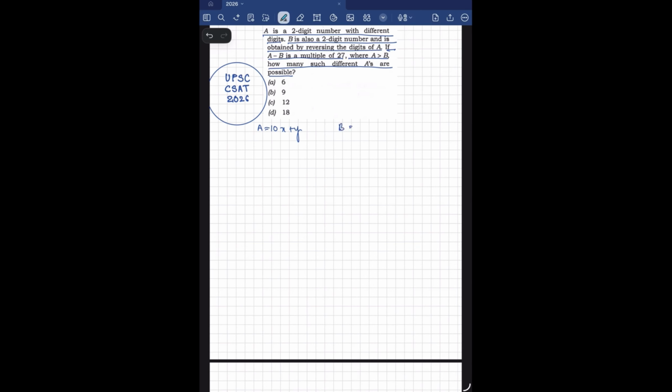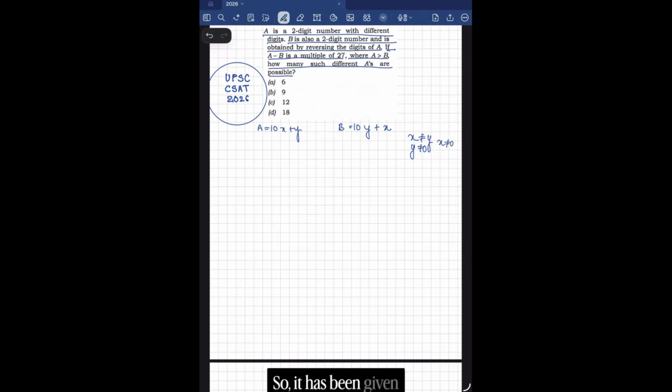Then B will be 10y plus x. It has been given that these two digits are different, so x is not equal to y. Since B is also a 2-digit number, y cannot be equal to 0. So y is not equal to 0. X is anyway not equal to 0.